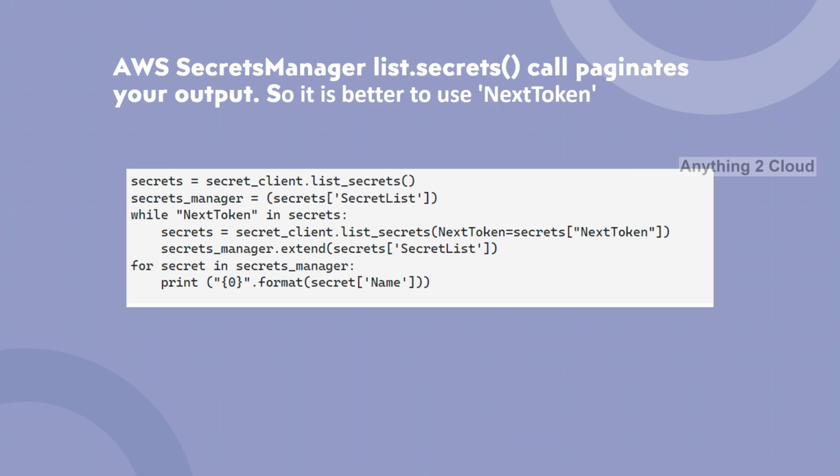When you read from Secrets Manager, it lists the secrets page by page. When you don't use this NextToken parameter, you'll get the secrets from only one page, and if you want the secrets from all the pages, then you have to use this NextToken parameter.